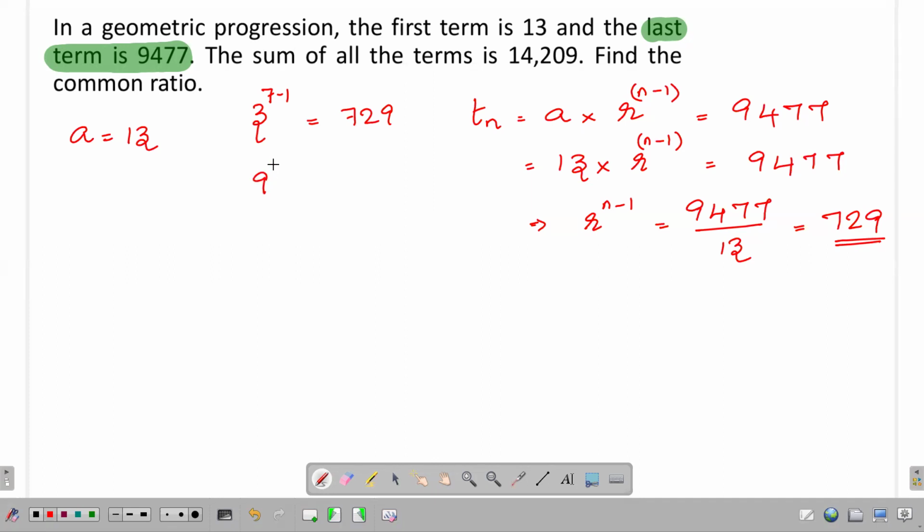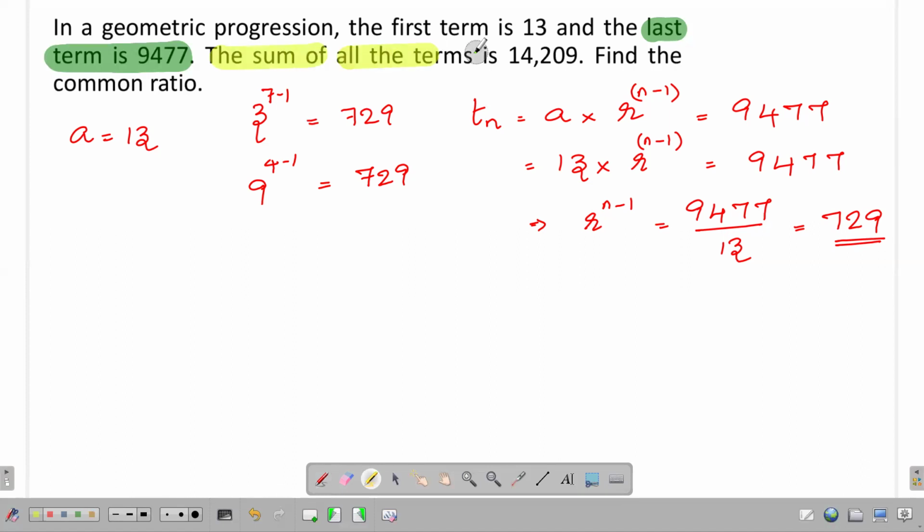Also, I can consider that 9 power 3 is also 729. That is 9 power 4 minus 1, which is also 729. So these two things are running in my mind the moment I saw this 729. But which is what, I don't know. So for that, I am going to seek the second input here.